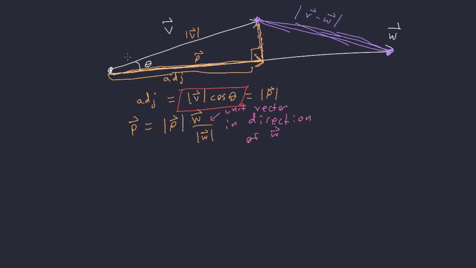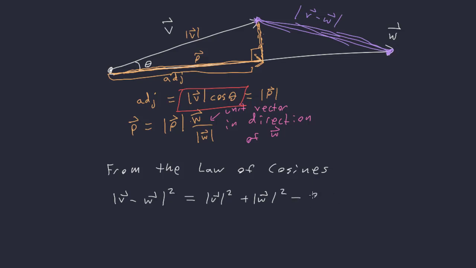All right, and so from the law of cosines, we'll have that this length squared, so the magnitude of v minus w squared, is going to be equal to the magnitude of v squared plus the magnitude of w squared minus 2 times the magnitude of v times the magnitude of w times cosine of theta. Okay, now when we square a magnitude, let's let v be the vector vx, vy, and w be the vector wx, wy.